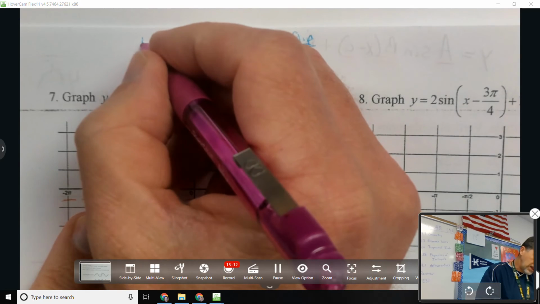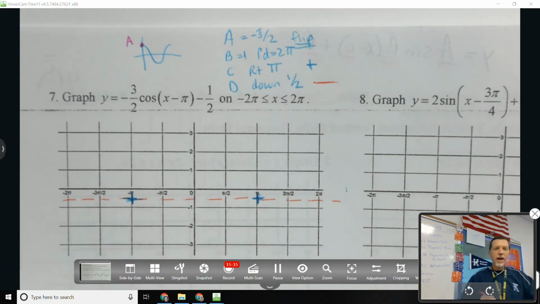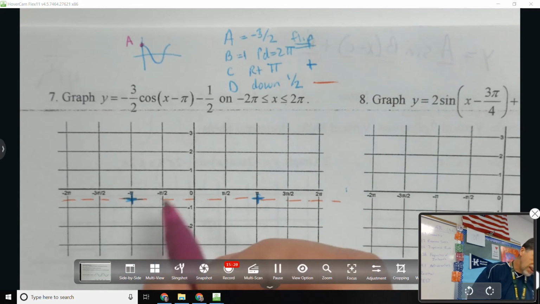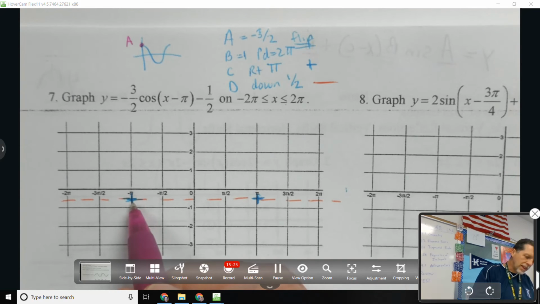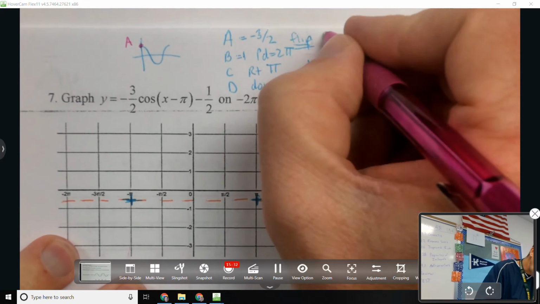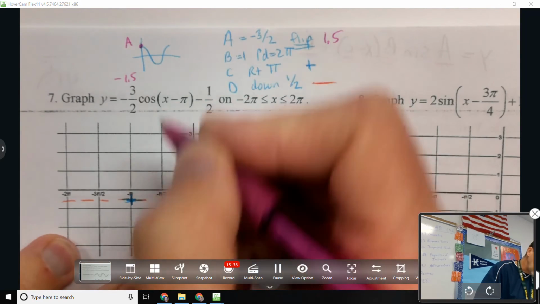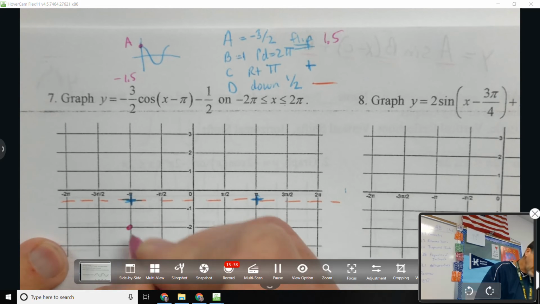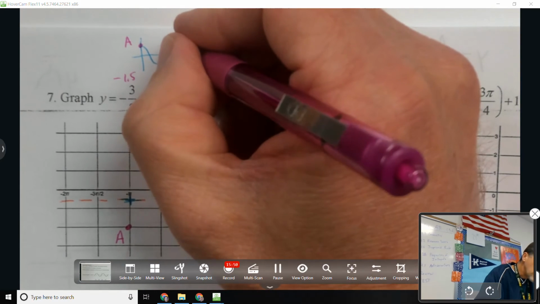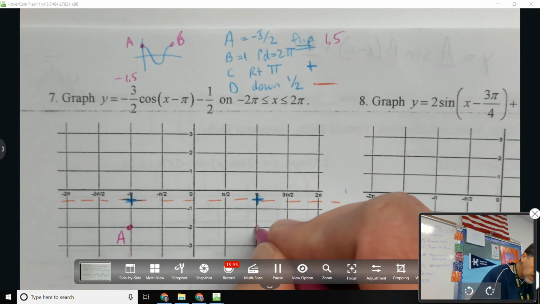Okay, so normally we start at a maximum, but we've been flipped, so I need to start at a minimum. So how far away from the midline do I go? Like, how far down do I go? I go 1.5 down, because maybe I should have written it as 1.5. Maybe a little easier. So if I go down 1.5, I land at -2. There's my new point A. It's been flipped over. Which means my ending point should be the same type thing.